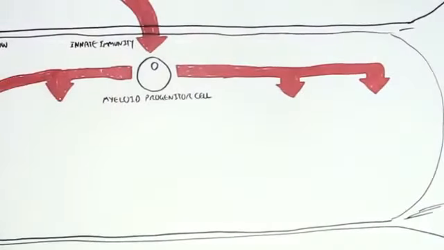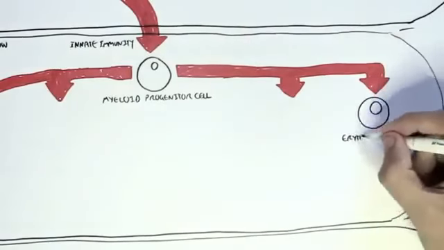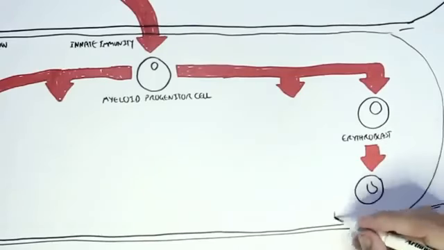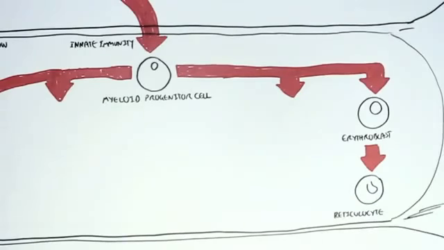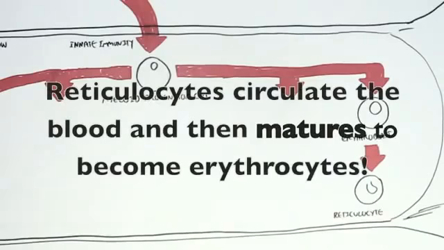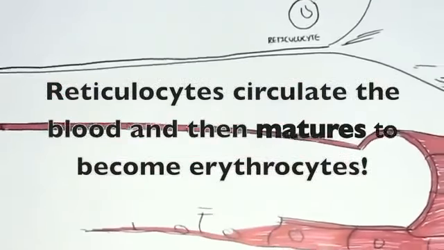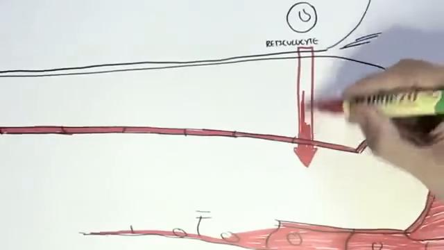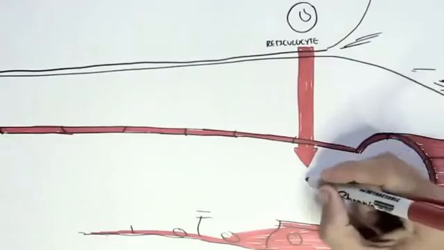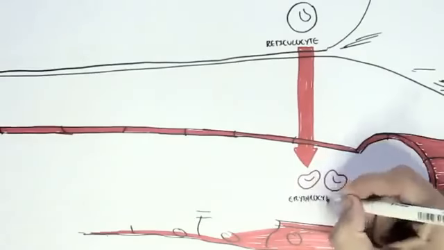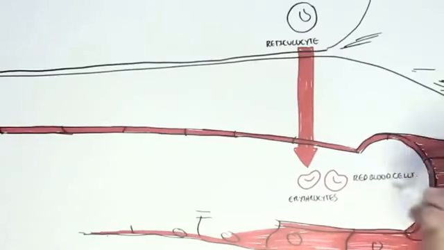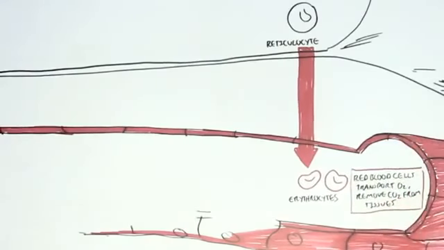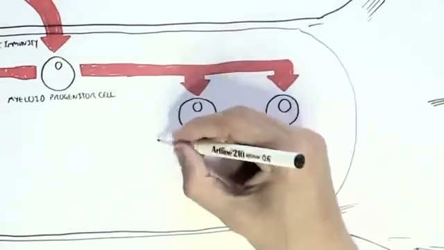Firstly, the myeloid progenitor cell can divide to give rise to what's called an erythroblast. An erythroblast can later give rise to a reticulocyte. The reticulocyte will then leave the bone marrow and circulate in the bloodstream, where later on it will mature to become an erythrocyte or a red blood cell. And a red blood cell is important for our body because the red blood cells, the erythrocytes, carry oxygen, transport oxygen to different tissues, and remove carbon dioxide from our body to be exhaled out.